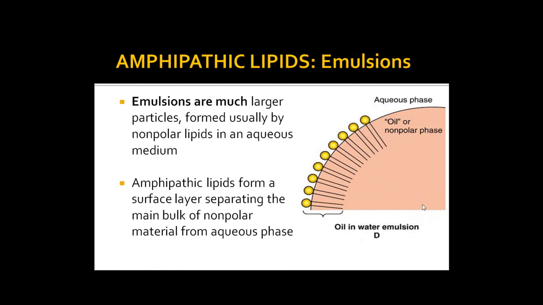The next structure formed by amphipathic lipids are emulsions. These are much larger particles formed usually by nonpolar lipids in aqueous medium. Amphipathic lipids form a surface layer separating the main bulk of nonpolar material from the aqueous phase.